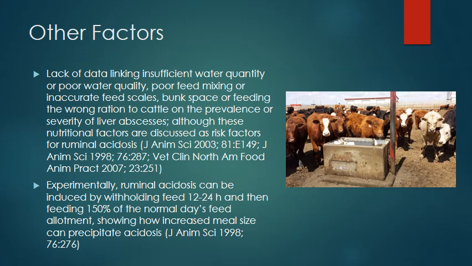Experimentally, we do know that rumen acidosis can be induced by withholding feed 12 to 24 hours and then feeding 100% of the normal day's feed, showing how increased meal size can precipitate acidosis. But again, most of these studies have not followed the cattle through to see if the increased risk of ruminitis with these variables also impacted the incidence and severity of liver abscesses. So further research is required.